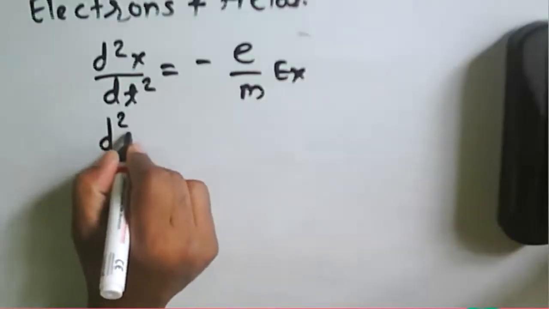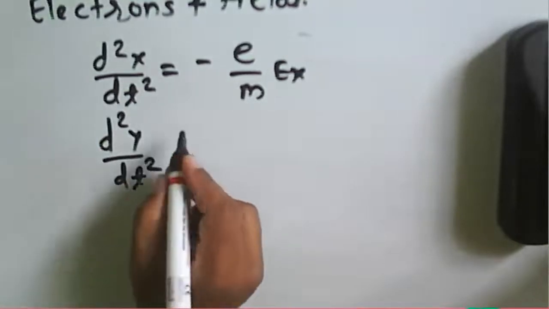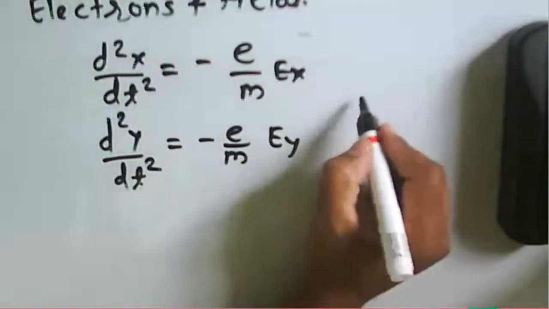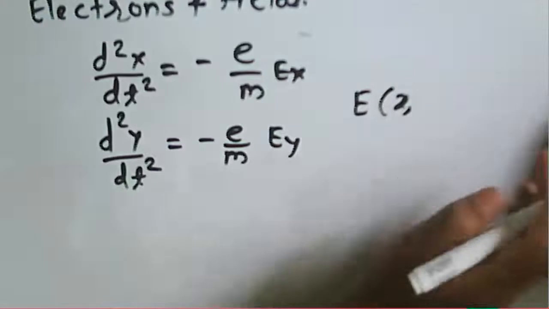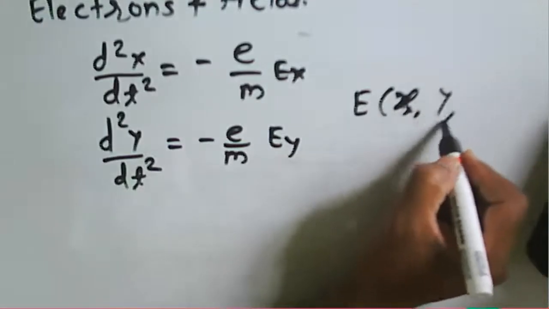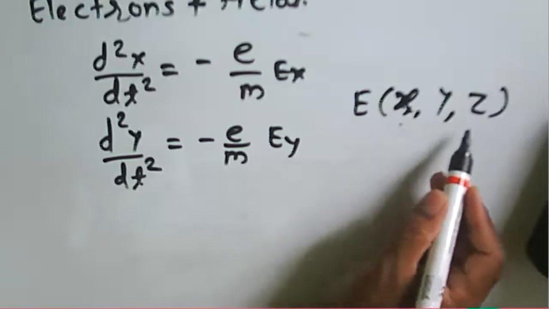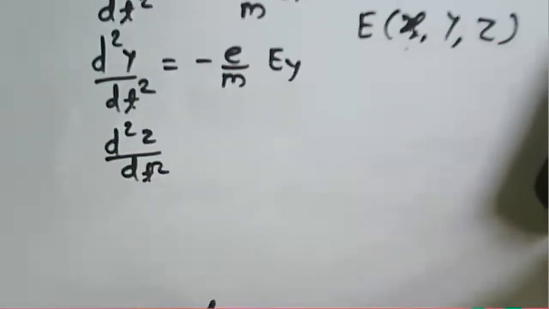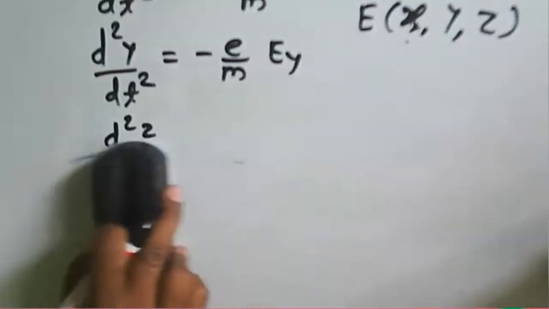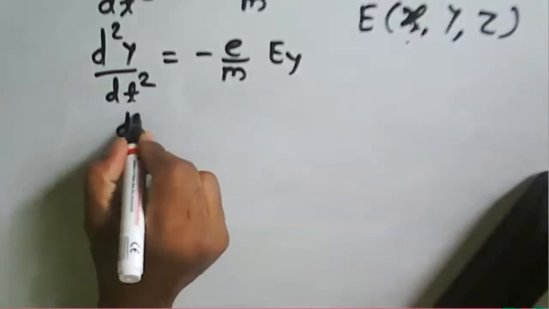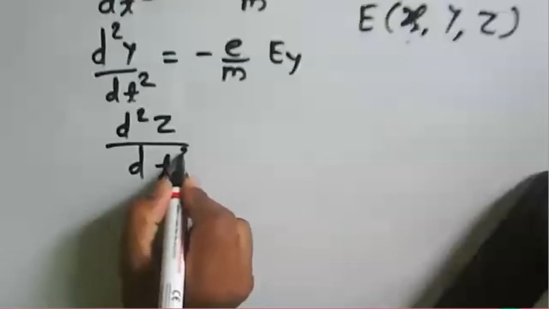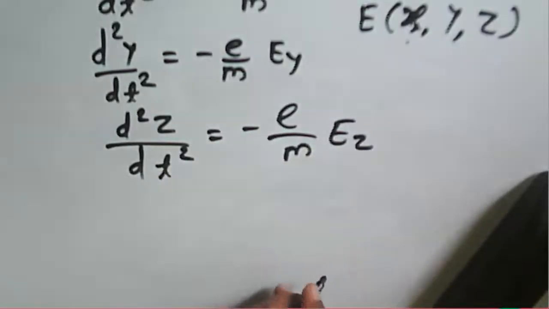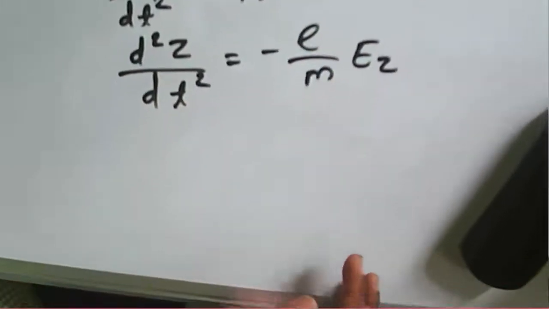then d square y by dt square is equal to minus E by m Ey, because the electric field intensity has an x component, y component and z component. So that's why x, y and z: Ex, Ey. Then d square z by dt square is equal to what? Minus E by m Ez. So we have written this in terms of Cartesian coordinates.